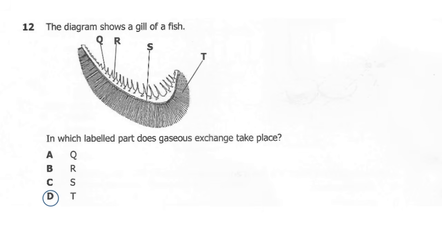The correct answer here is D, T, which is showing the label of the gill filament. So the gill filaments are the ones which carry out gaseous exchange in fish. Well done, chat. That is the correct answer.